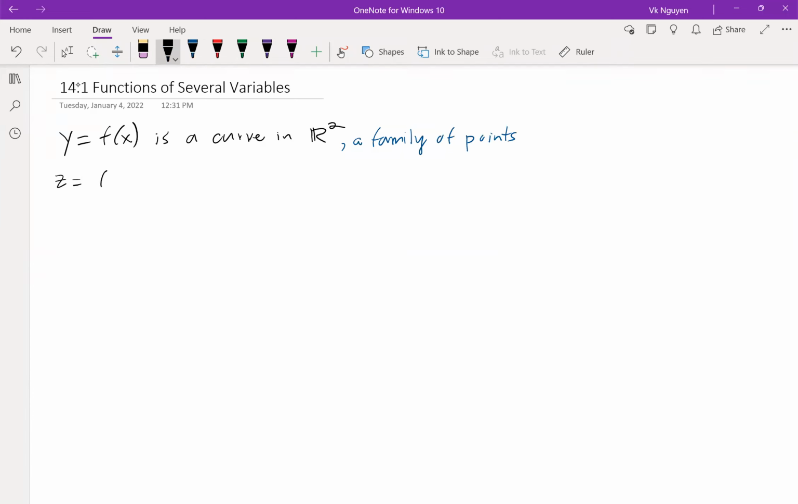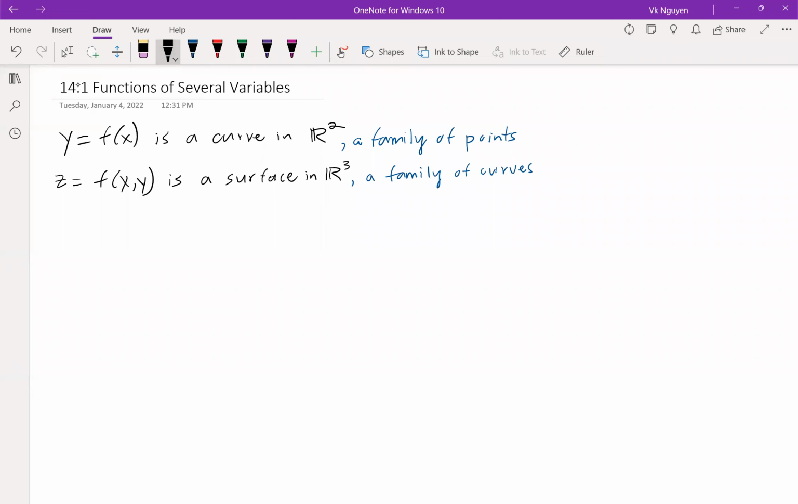z equals f(x,y) is called a surface in R3. And in this class, most of the time we're going to be dealing with surfaces. That is a family of curves. If you put the curves together, you're going to get a surface.